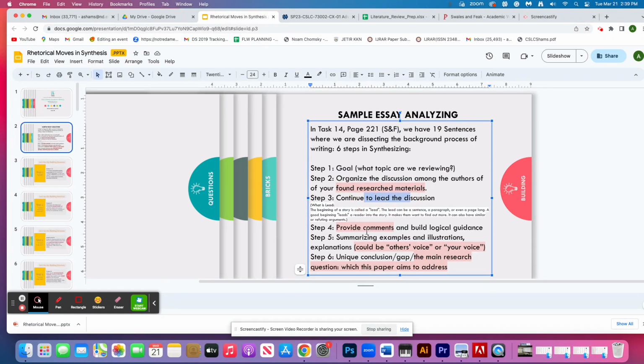And the way we develop leads, we continue to lead the discussion, we provide comments, we illustrate it, summarize it, explain it. Step 6, we reach a conclusion.